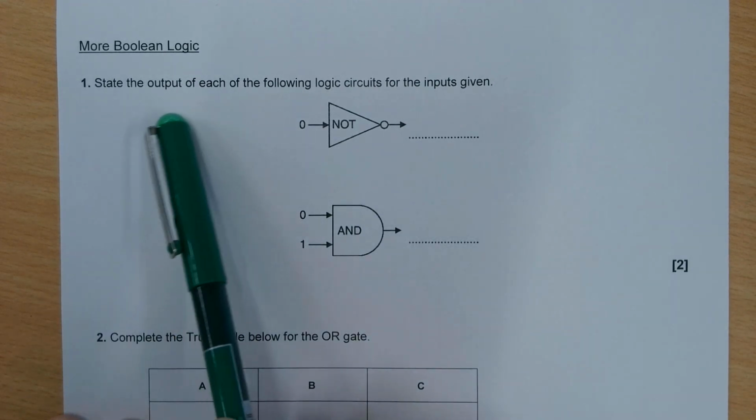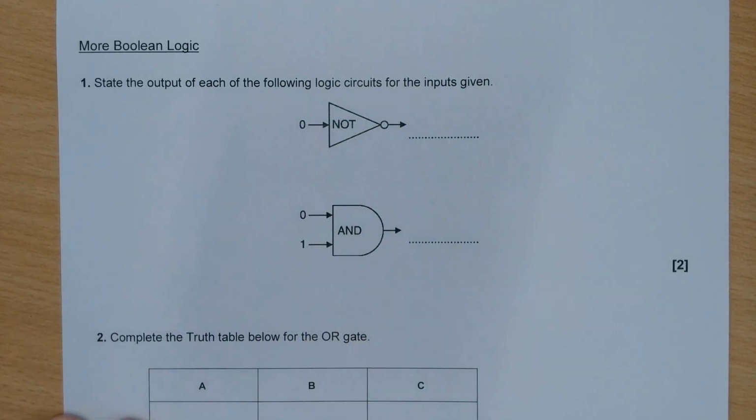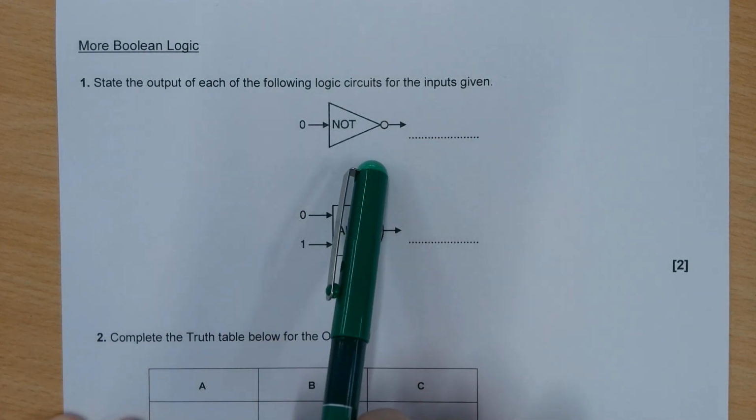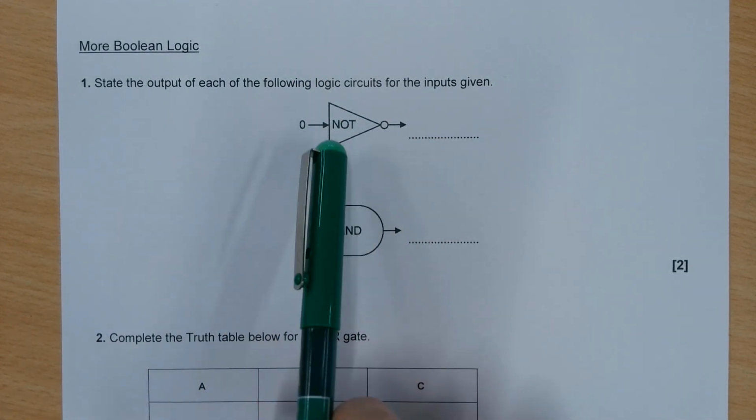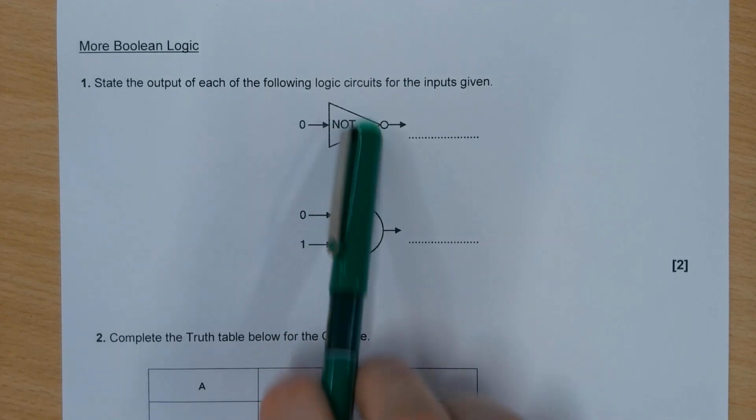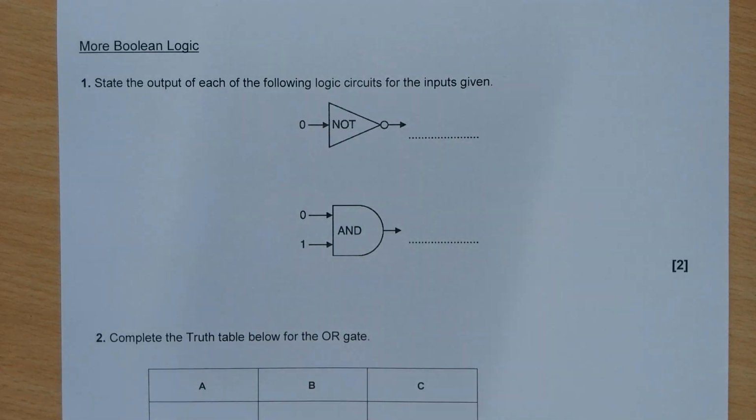The question is, state the output of each of the following logic circuits for the inputs that are given. The first gate here is quite obviously a NOT gate. They've told us that by putting the word NOT in the middle of it. Sometimes they're not always that nice. Sometimes they don't bother putting what the actual name of the gate is. We need to be very, very sure we know what each gate looks like.